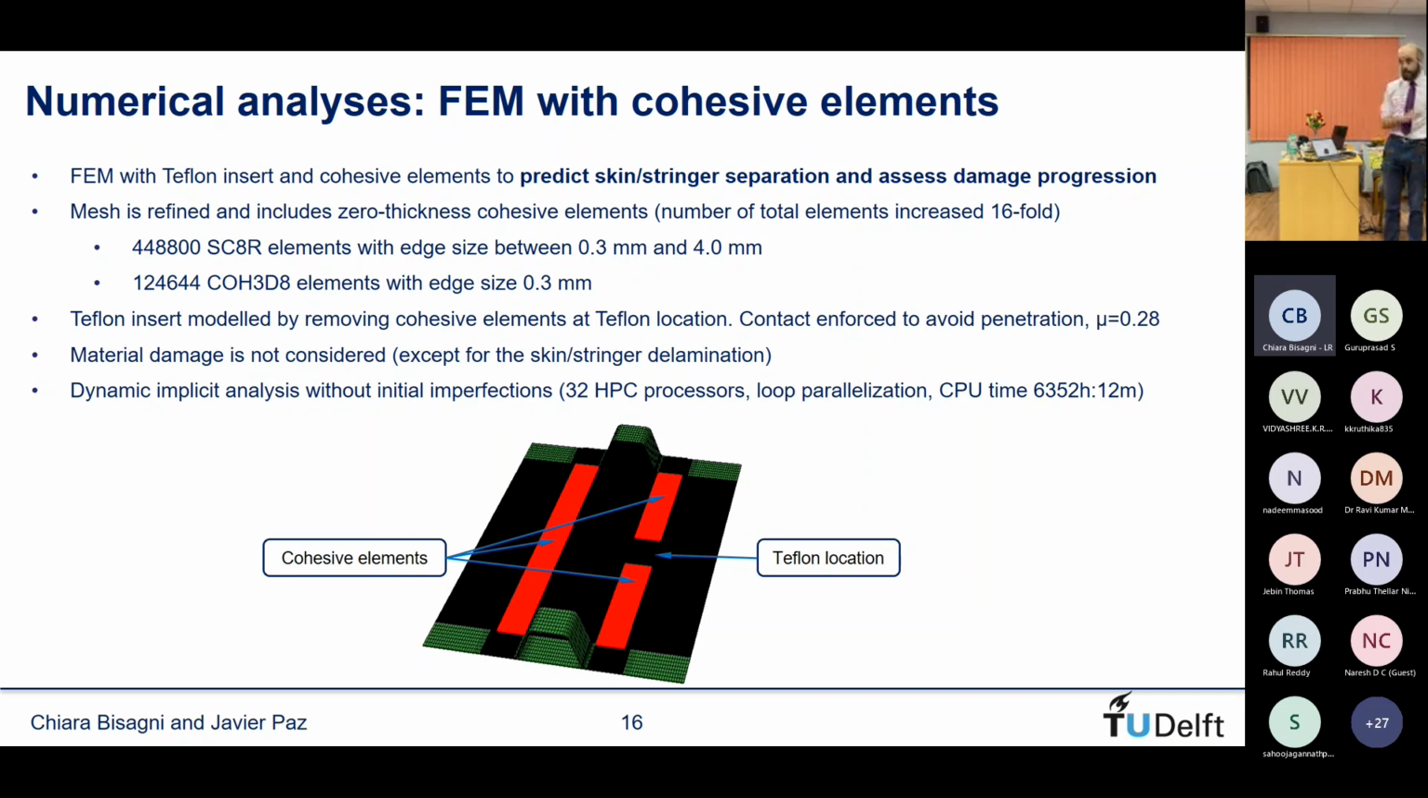The type of analysis is the same that we did with the model without cohesive elements. So it's dynamic implicit, no initial imperfections. And in this case, we had to increase the number of processors, as 16 was not enough. So we went to 32 processors, the same parallelization strategy. And now the CPU time went up to 6,350 hours, which is 260 days, I think. Again, as we are using more processors, in the end, I think it was around 10 days for the analysis to be computed. Quite a bit of time to wait.